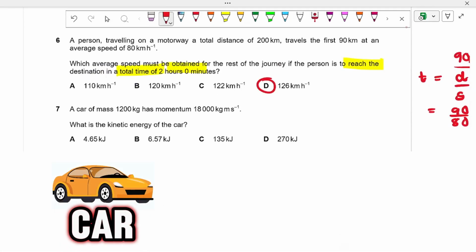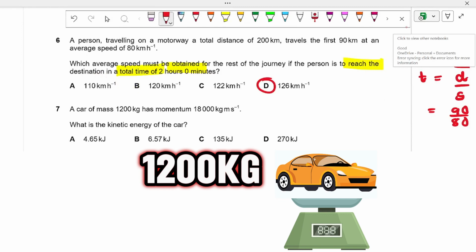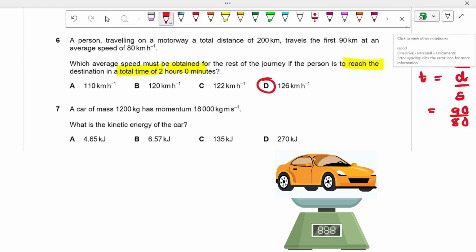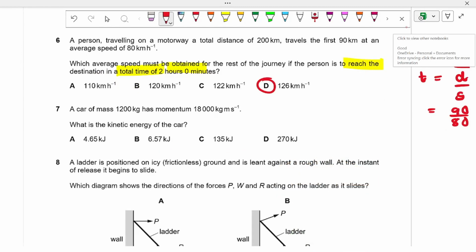A car of mass 1,200 kilograms. That's a very, very light car. So I'm going to give you a little light car over there, right? It has a momentum of 18,000 kilogram meters per second. What is the kinetic energy of that car? So that car has that mass and it's moving with that particular momentum.